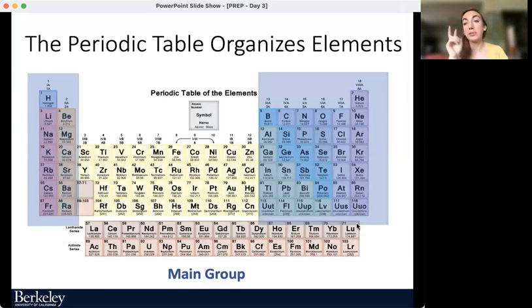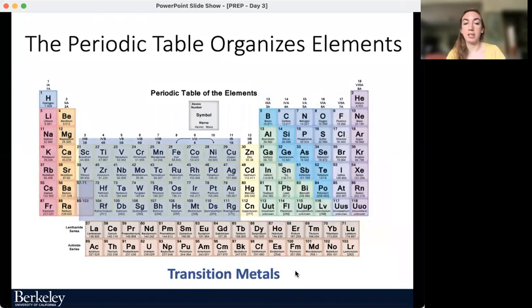So the main group elements are these ones that I'm covering in blue here. These are the ones that we're going to spend basically all of the rest of the class talking about. These are the main group elements. These ones in the middle are called transition metals.